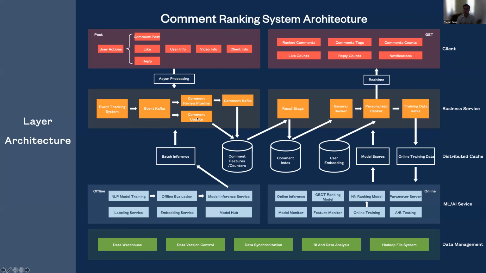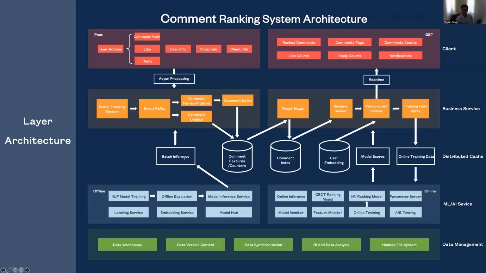The comment review pipeline contains a bunch of NLP models. Those NLP models will process this comment, giving scores such as sentiment score, trust score, badness score, and those scores will be used to determine if this comment can be exposed to the public, and those scores will also be used for comment ranking features. This comment review pipeline will write out to the comment Kafka, then save all the features to this comment feature and comment counter data storage mid layer.